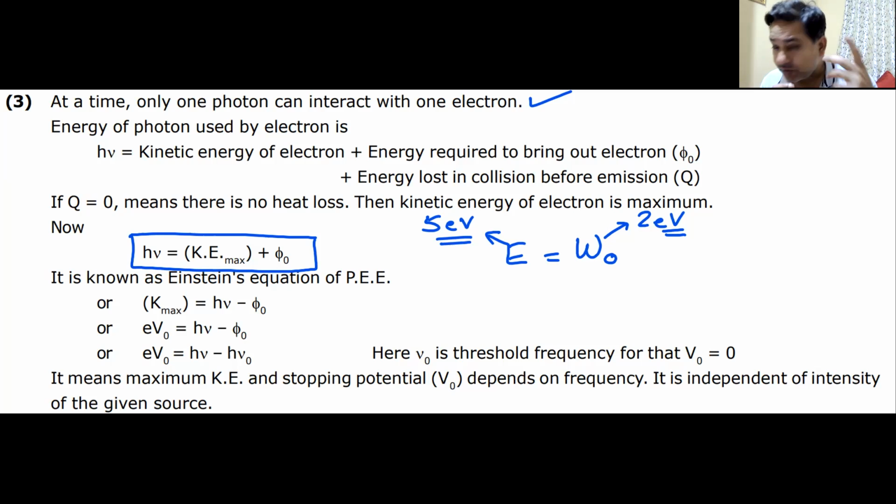Where does the 3 electron volt go? Tell me. Heat loss. Some energy may be lost in the form of collision. We can call it energy lost in collision or energy lost in the form of heat. Do we understand this? Yes, sir.